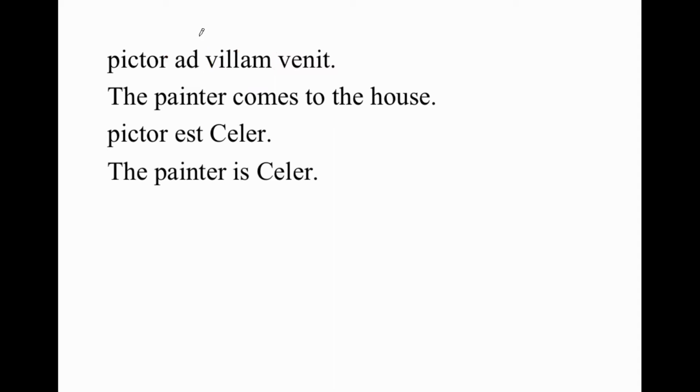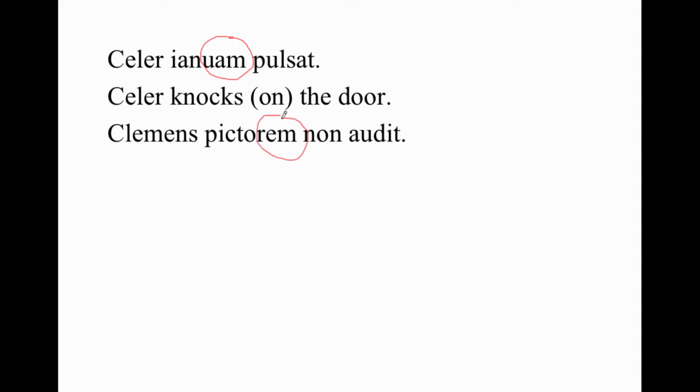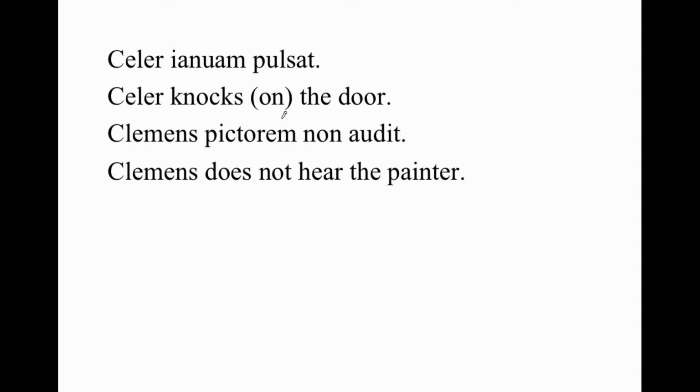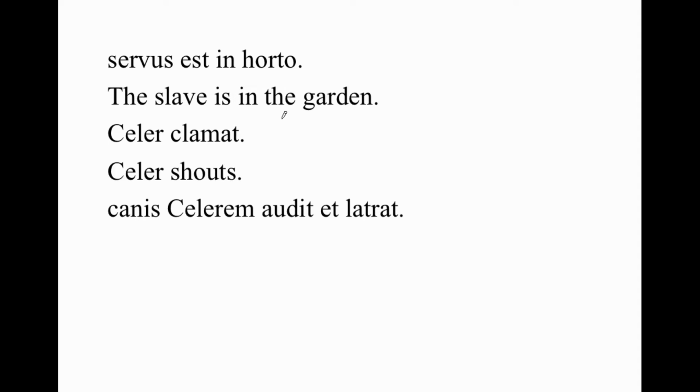The painter is Celer. Celer is his name. Celer ianuam pulsat. Celer knocks on the door. Now here is a direct object accusative, and there's going to be another one in the next sentence. Clemens pictorem non audit. Clemens does not hear the painter. Servus est in horto. The slave is in the garden. Celer clamat. Celer shouts.